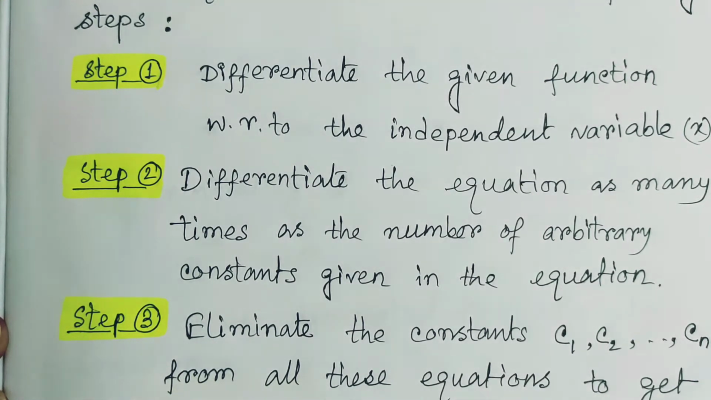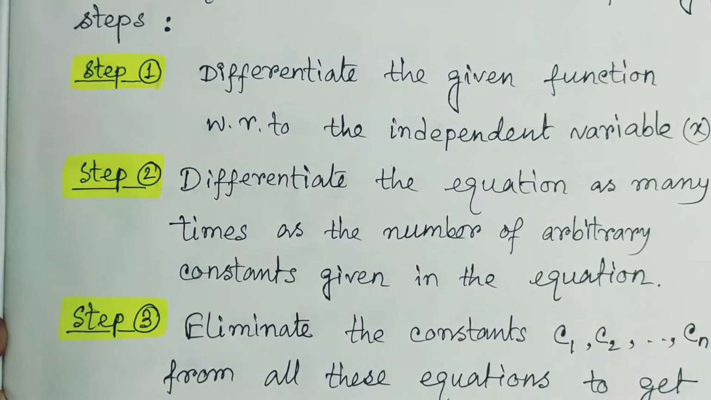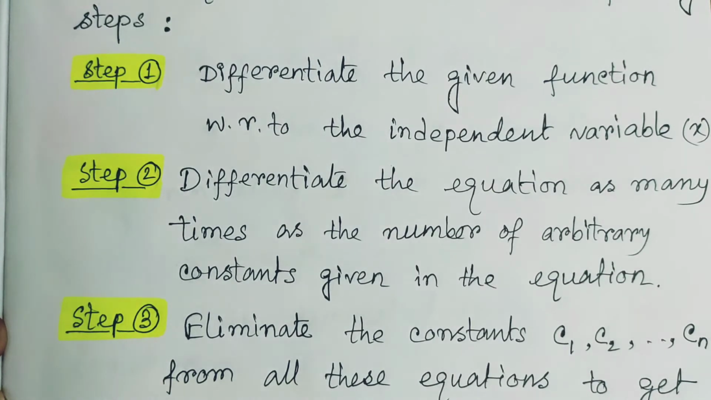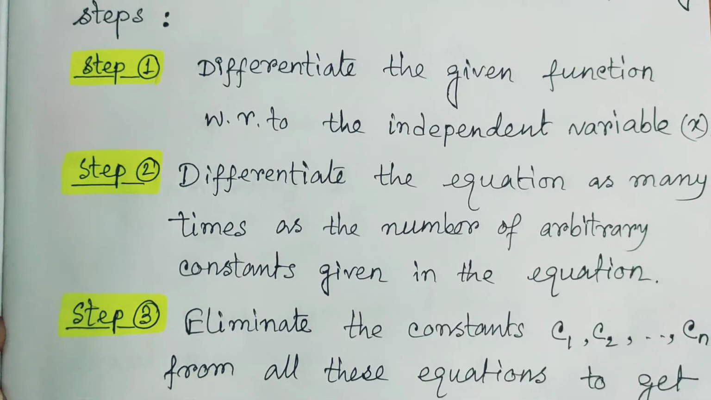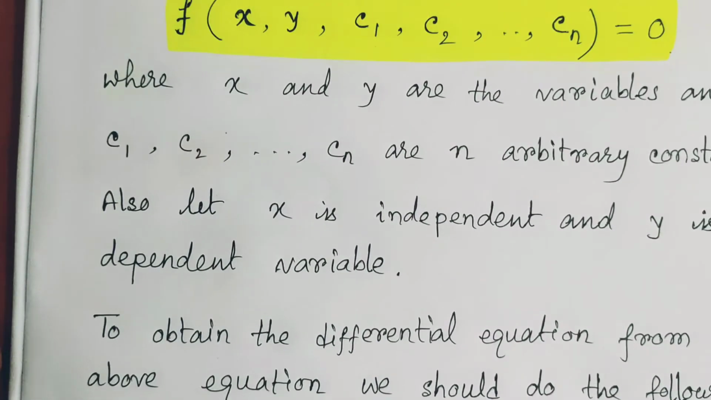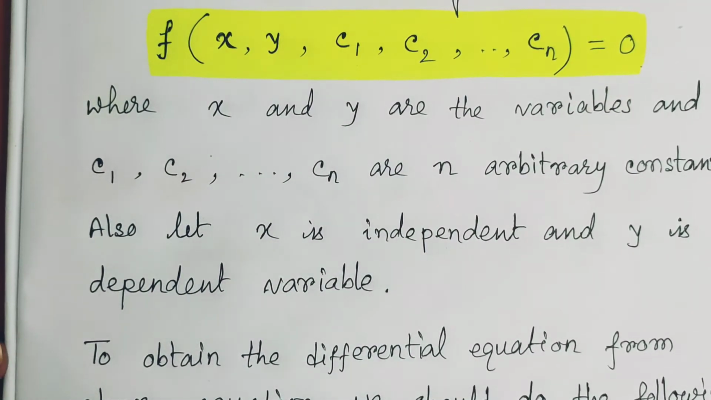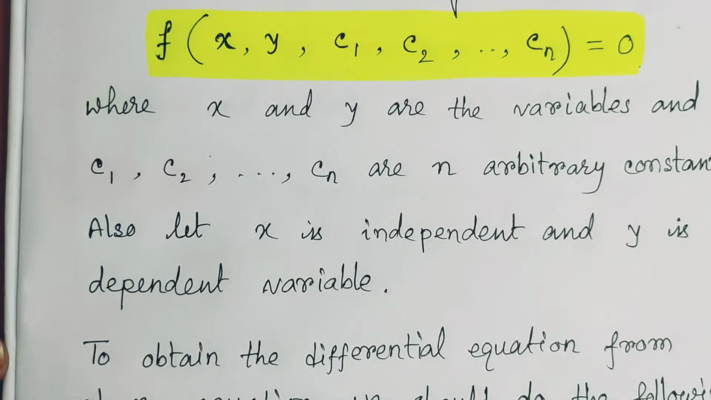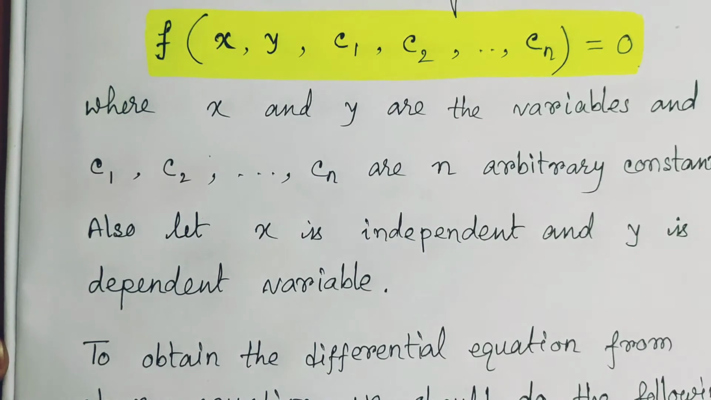In the first step I am just telling you that you should differentiate the given function with respect to x. But how many times we should differentiate is decided by the number of arbitrary constants involved in that equation. So this is the second step. If n constants are involved in the given equation, we should take the derivative n times. The first derivative gives one equation, the second derivative gives one more equation. In this way we shall find n more equations.